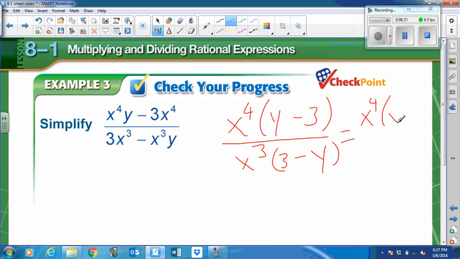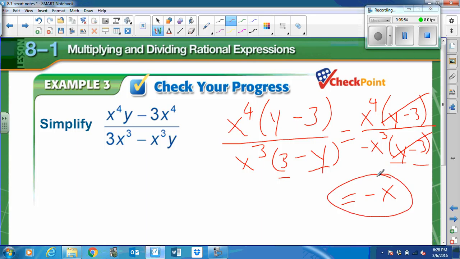So we have x to the 4th times y minus 3. And then this, I'm going to say we have negative x to the 3rd, and that's also going to be times y minus 3. So basically what happened is I just pulled out a -1 in my denominator, and that changed the signs of both the y, which now became positive, and the 3, which now became negative. And so then that allows us to cancel y minus 3. Now we have negative x to the 4th over x to the 3rd, and we end up with just negative x.